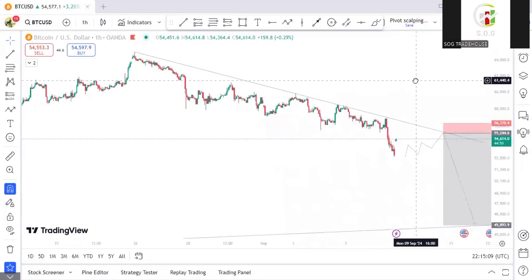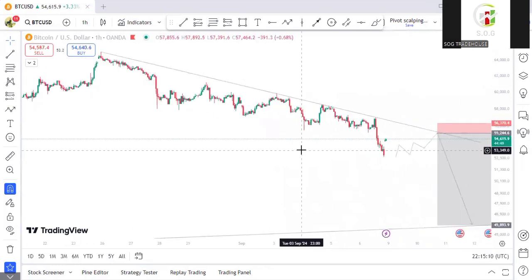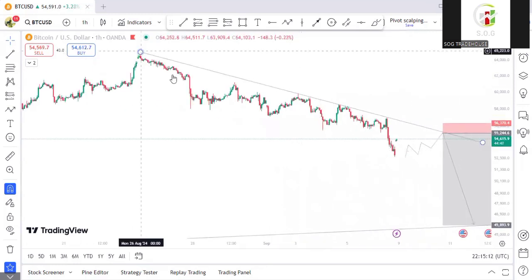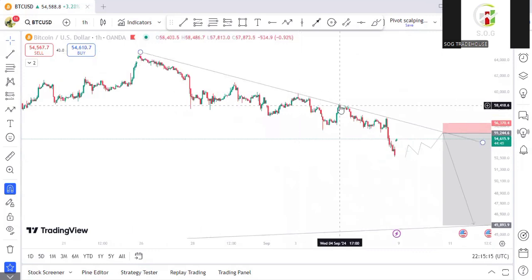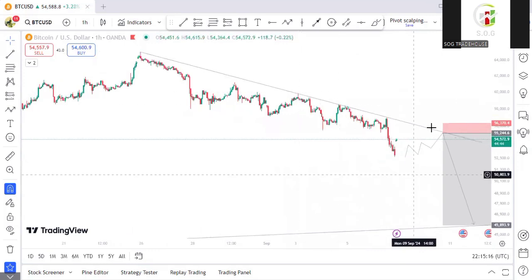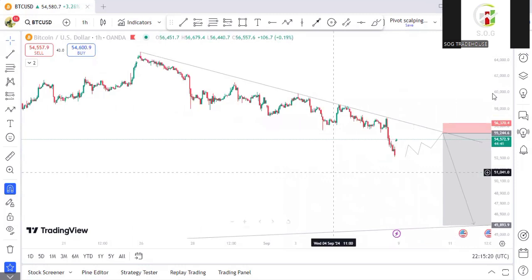So this is my analysis on BTC USD, a very straightforward analysis. We've got the first touch, second touch, third touch, fourth touch. So we are waiting for the fifth touch of the trend line to continue the move to the downside.